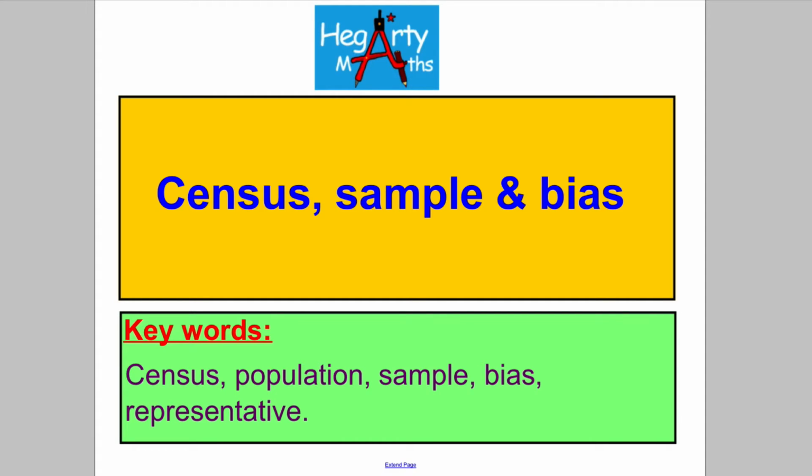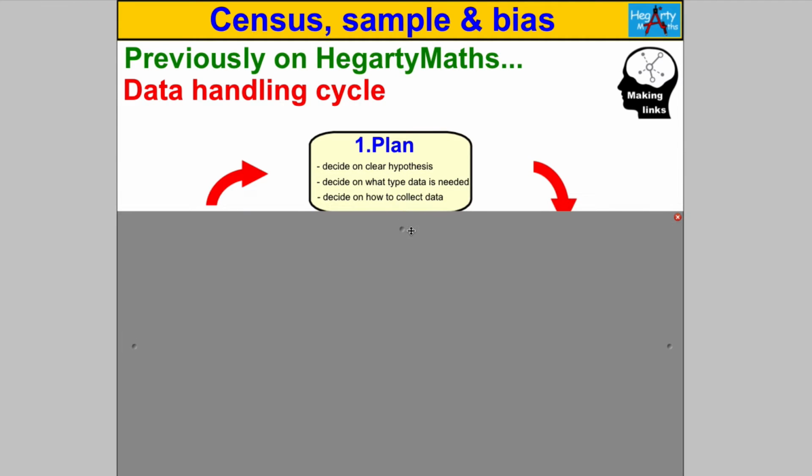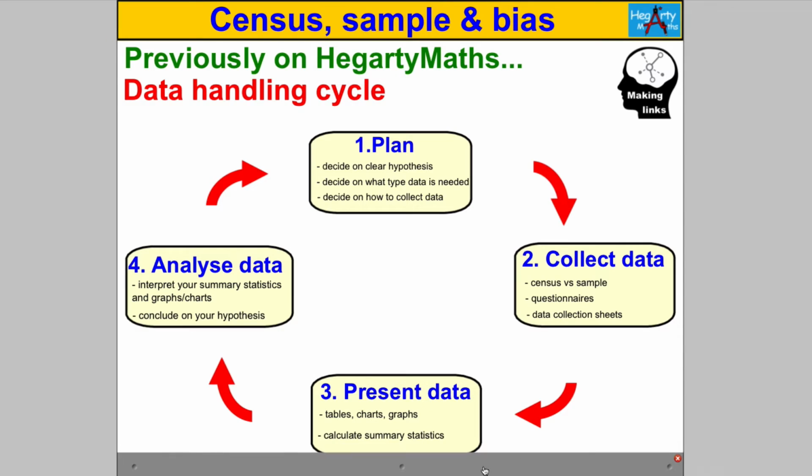It's Mr. Hegarty here, and in this video we're talking about census, samples and bias. So let's start with the data handling cycle, something I need you familiar with. Can you remember the 4 steps for this, or the 4 stages? Well, you plan, you collect data, you present the data, and then you analyze the data.